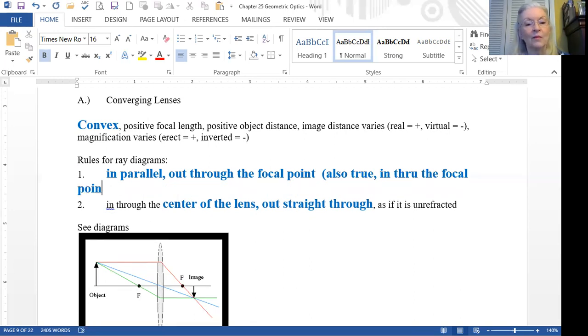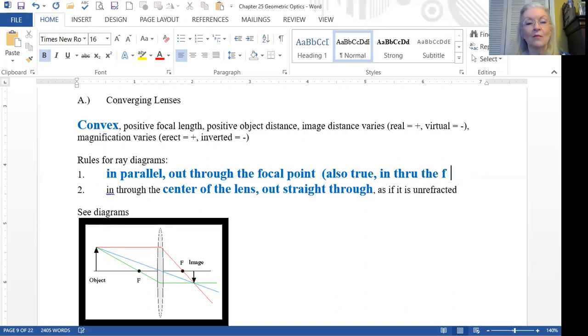Oh, no, I remember now why I didn't want to do that. My apologies. I was thinking ahead and I was thinking incorrectly. We don't want to say that. So in parallel, out through the focal point. And then the second rule is different. It's in through the center of the lens, out straight through. In through the center of the lens, not the center of curvature, but the physical center of the lens. Out straight through as if unrefracted, as if not bent at all.